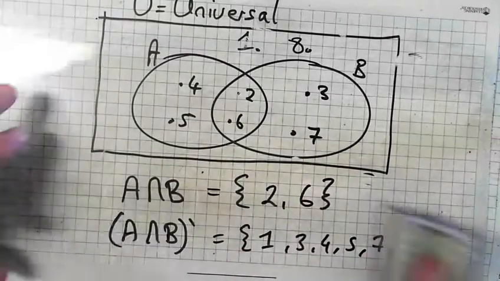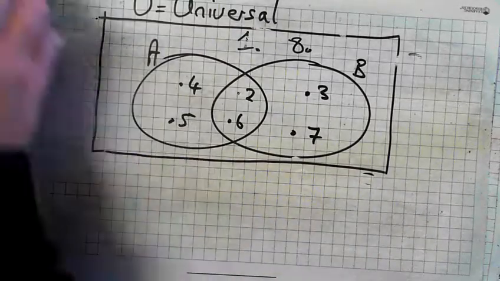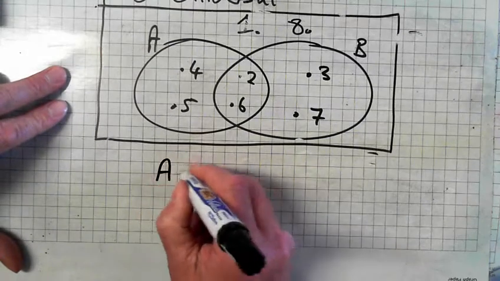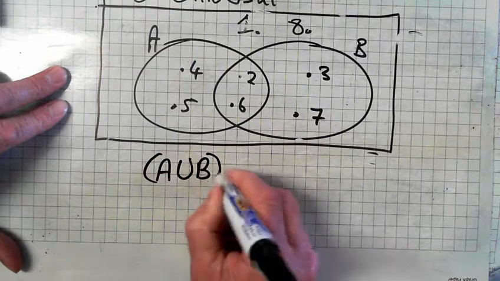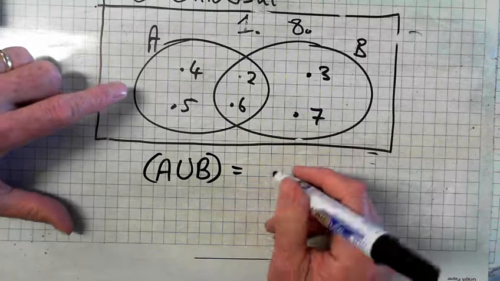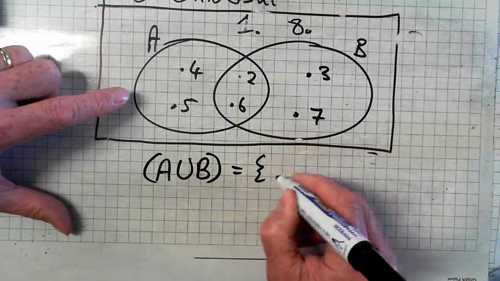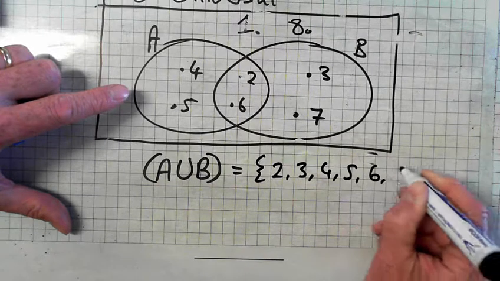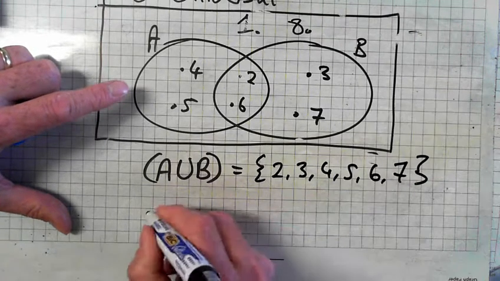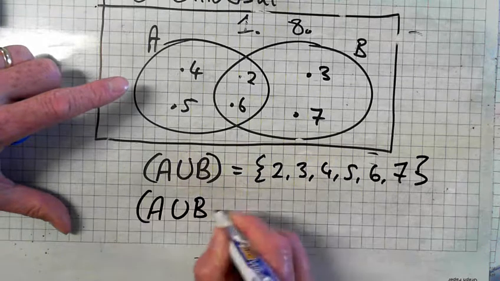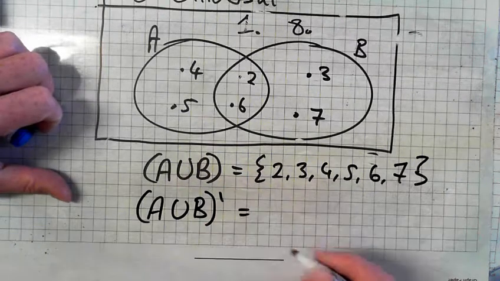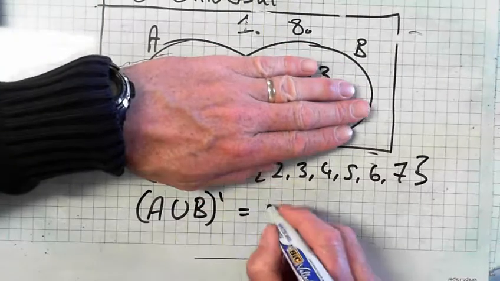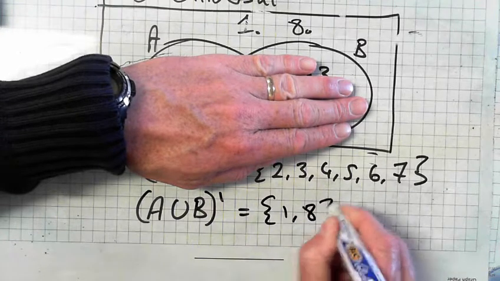Yeah. Okay, now if I do A union B, what's A union B? All of A and all of B. 2, 3, 4, 5, 6 and 7. If I do A union B dash, what's that? Everything outside of that? 1 and 8.